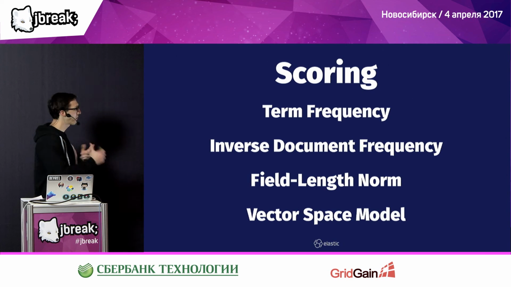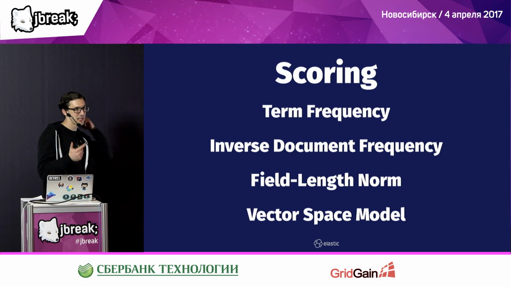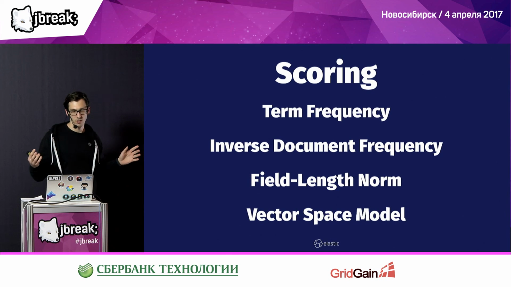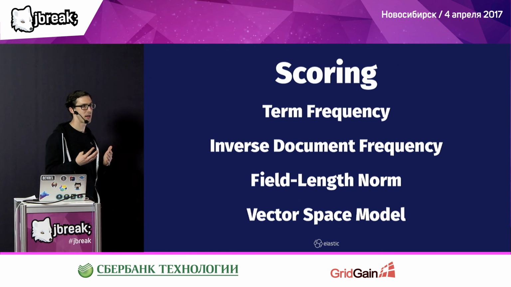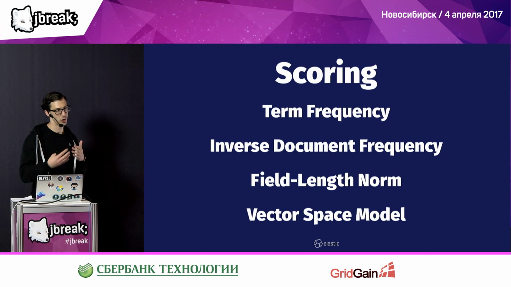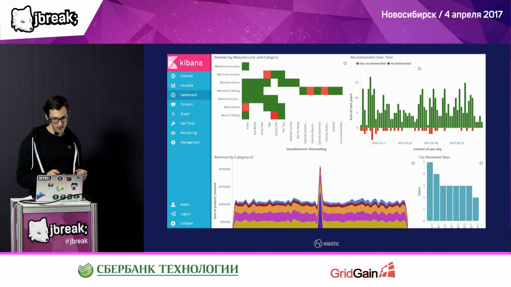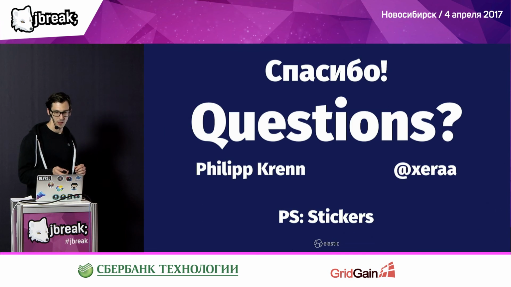We have seen term frequency, inverse document frequency, field length norm, and the vector space model. So if my search term appears multiple times, it's more important. Less frequent terms are generally more important overall. Shorter fields are also more important, and if you have multiple terms, like we did in a two-dimensional space, you can see how you score multiple terms together. We've also seen how to analyze your revenue or whatever.